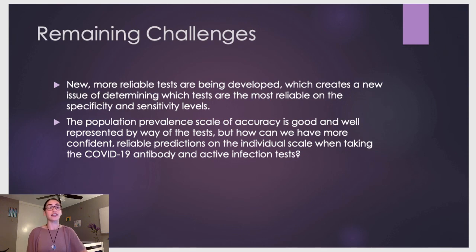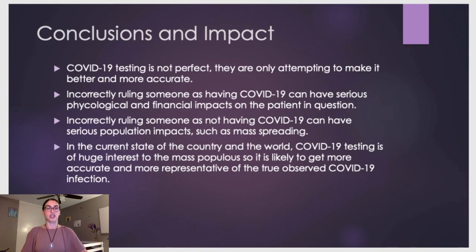Although there are remaining challenges to decipher the accuracy and reliability of the COVID-19 tests, Nathan Green was able to make meaningful conclusions which had significant impact on the COVID-19 testing topic. Green's work will have lasting effects on the future of COVID-19 tests. His research was conducted for the first wave of COVID-19 and hence could be applied to current COVID-19 tests that have since been developed. He concluded COVID-19 testing is not perfect. They are only attempting to make it better and more accurate.